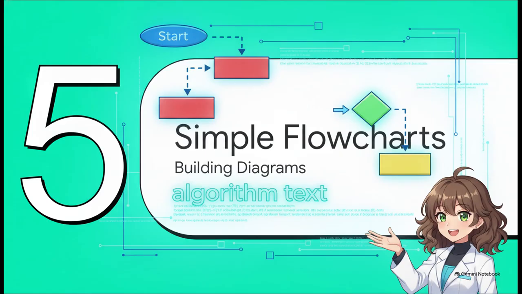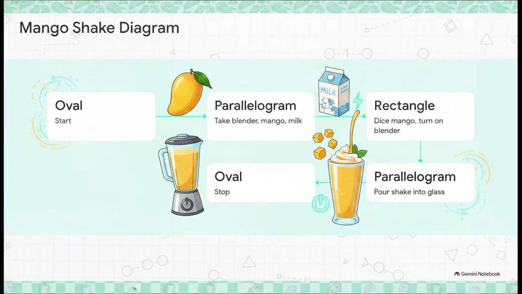We're going to combine our algorithm text with our brand new visual symbols to build a real flowchart. Imagine we're making a delicious mango shake. First, we use an oval terminal box for start. Then we need our ingredients, right? So taking the blender, mango, and milk goes into a parallelogram because that is our input.